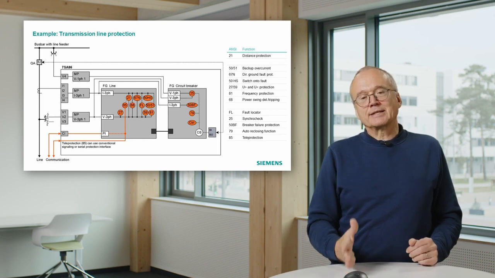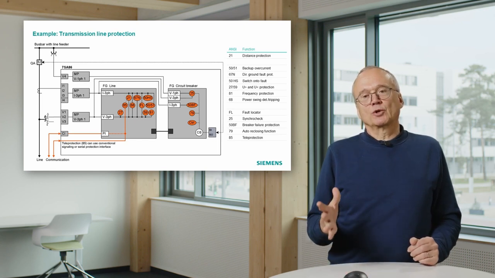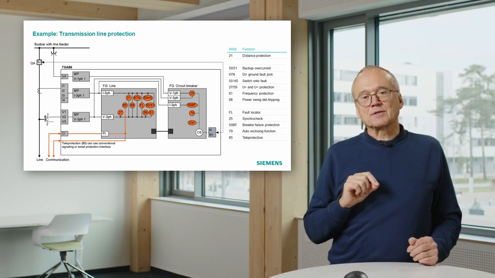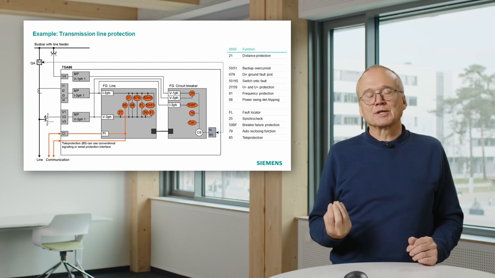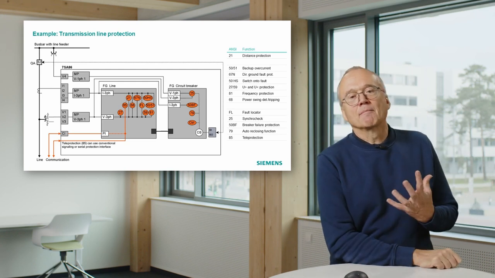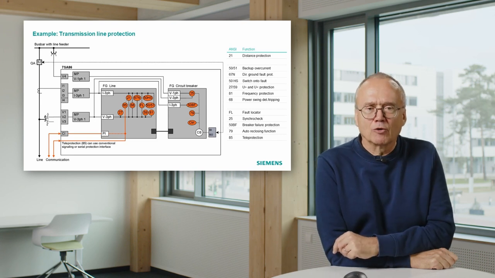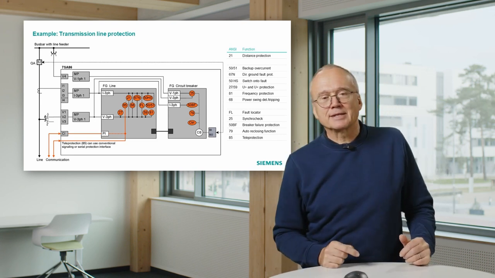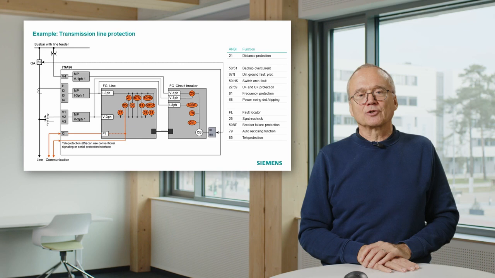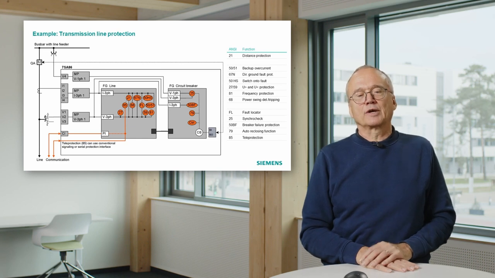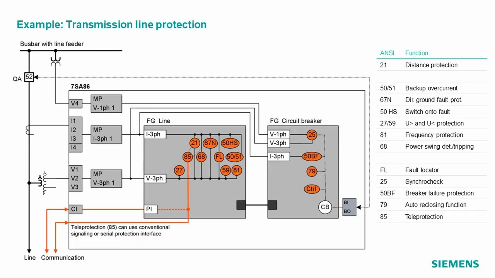We can only detect faults up to a certain fault resistance, and if we want to be more sensitive, we must have special functions which are tuned to detect these ground faults. And in this case, it is a 67N, that is a directional overcurrent, which is tuned for ground fault. Then you also see switch onto fault.